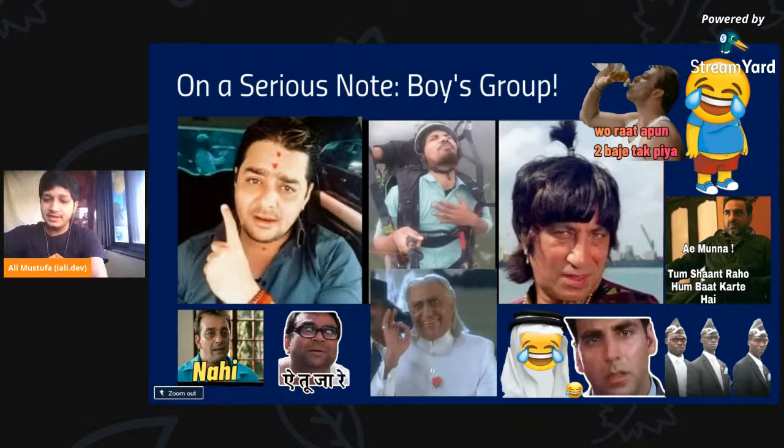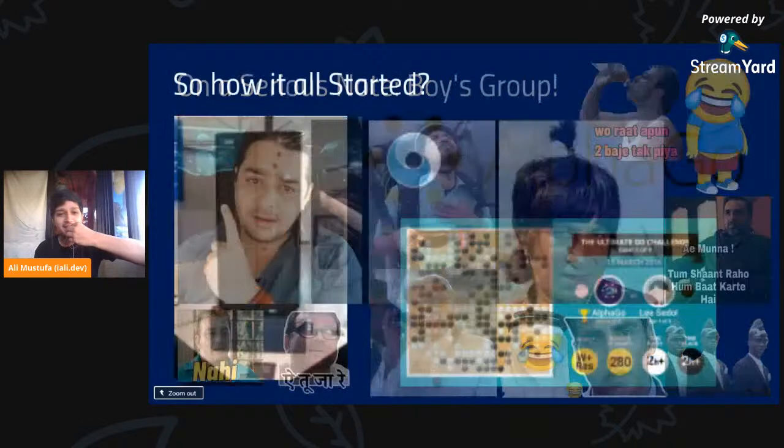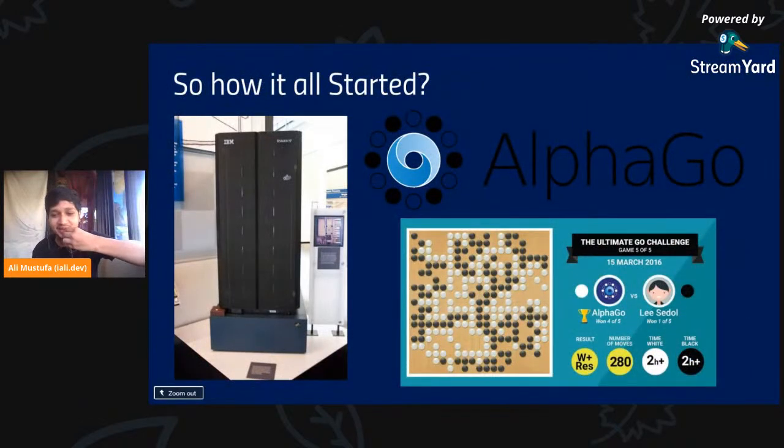So boys are usually crazy. Okay, so we don't usually use emojis. We use good stickers. Okay, girls group might also look like that, but I've not been in one, so I don't really know.